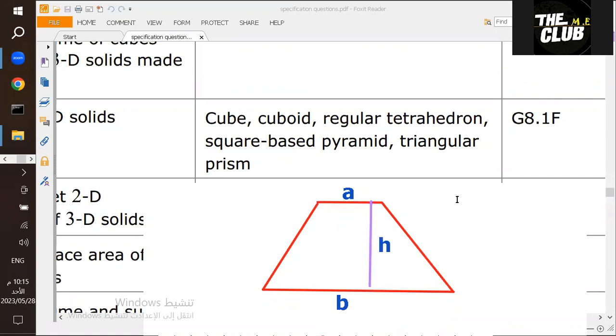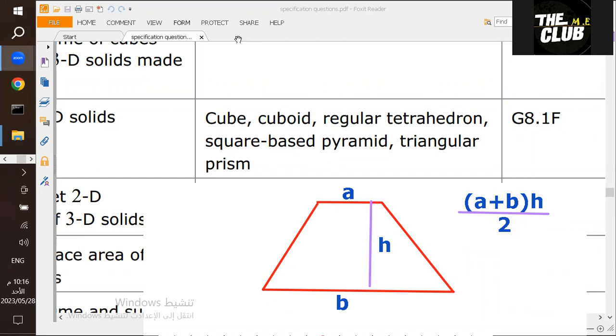What do you do? You add the bases together, A plus B. Then you multiply by H, and then divide the rest by 2. So A plus B divided by 2 times H. That's the area of the trapezium. These things you need to know, memorize them. They're easy. You just have to go through them. You studied these in year 7 and year 8, and you're supposed to know them.